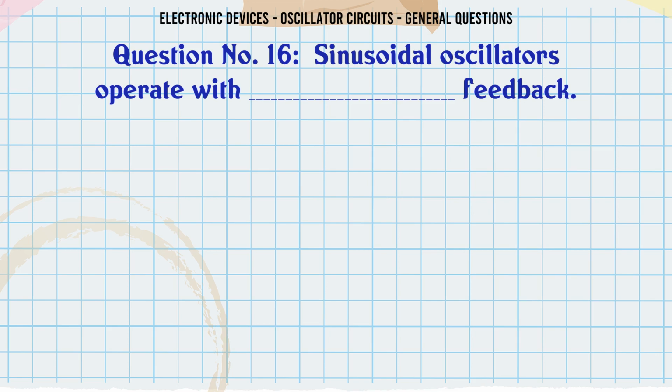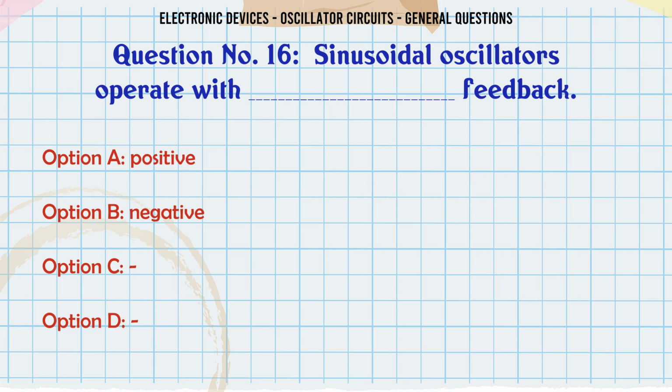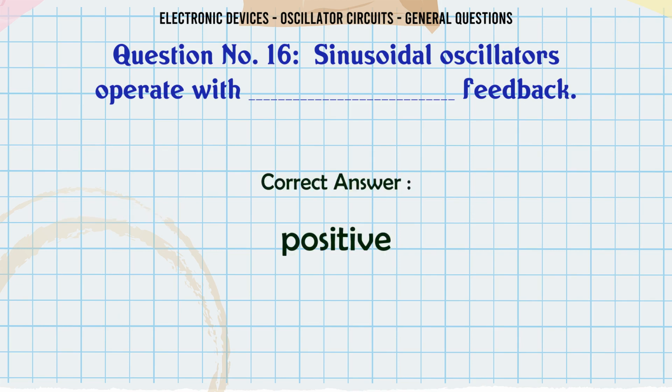Sinusoidal oscillators operate with feedback. A: positive. B: negative. C: none. D: none. The correct answer is positive.